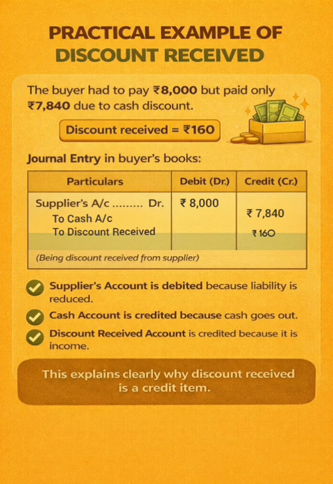Journal entry in buyer's books. Supplier's account is debited because liability is reduced. Cash account is credited because cash goes out. Discount received account is credited because it is income. This explains clearly why discount received is a credit item.